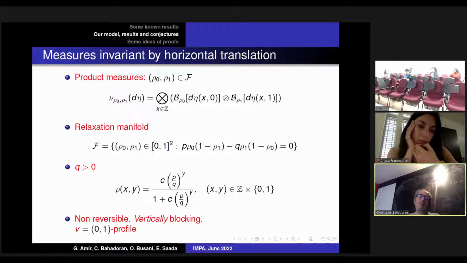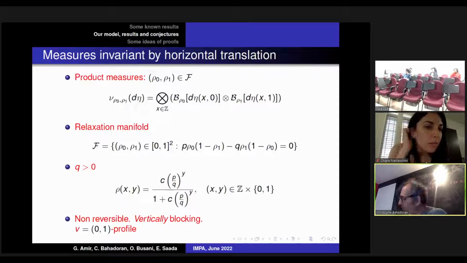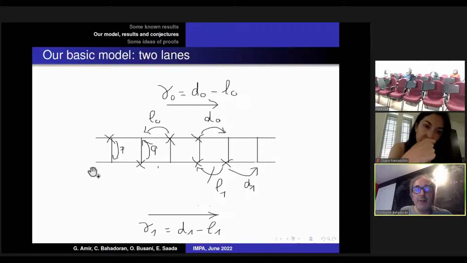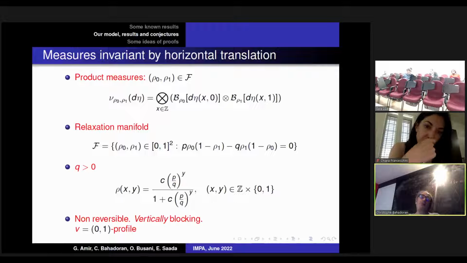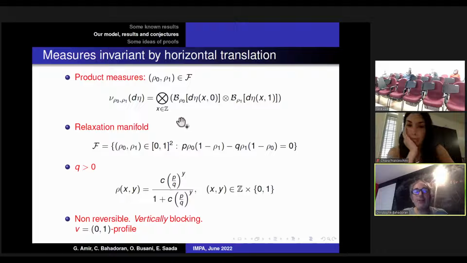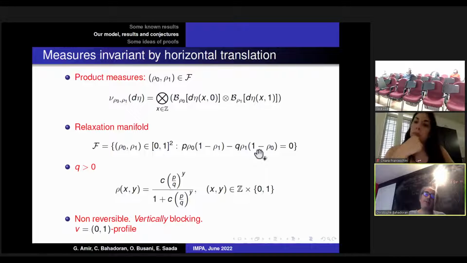So the first thing that you can construct is explicit measures for this model which are going to be shift invariant in the infinite direction. And if we compare it to the Bramson-Liggett picture, it would somewhat be related to this case, in fact. To do this, you can construct measures where you have what we call a relaxation relation between the densities. You can possibly have 2 different densities on each lane, and you have a relaxation manifold like this one. And then the vertical direction here can be 0 or 1. And you can construct product measures which will have this kind of profile.